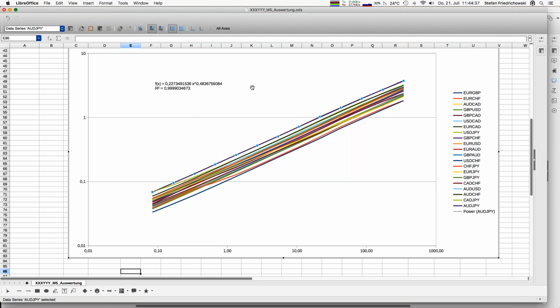And what we can see here within that double logarithmic plot now is, of course, the highest value is still Australian dollar versus Japanese yen, but the overall time behavior is the same for all the underlyings.